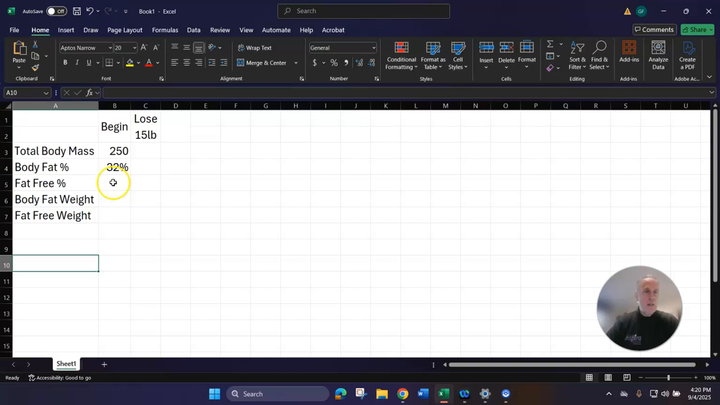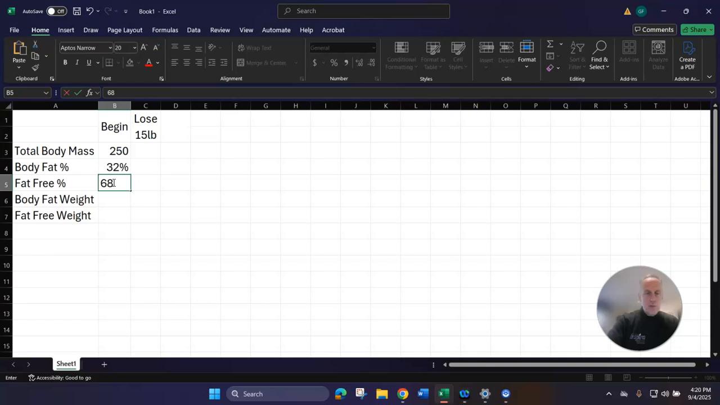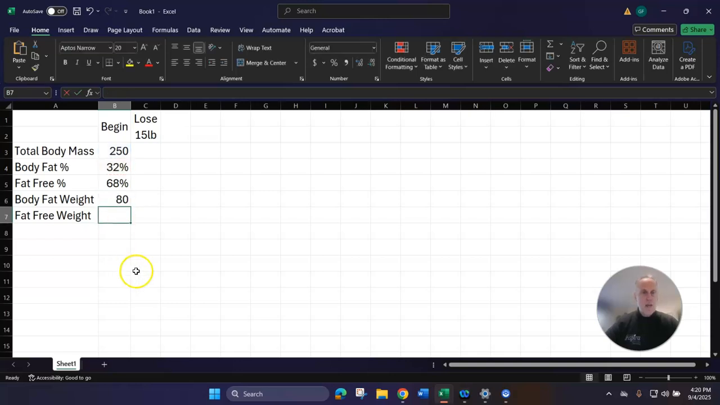So if we do something as simple as you have 32% body fat, well, fat-free would then be 68%. We know that, just simple math, right? And if we look at this and go, okay, my body fat weight, that'd be 250 times your 32%. Easy enough. 80 pounds.